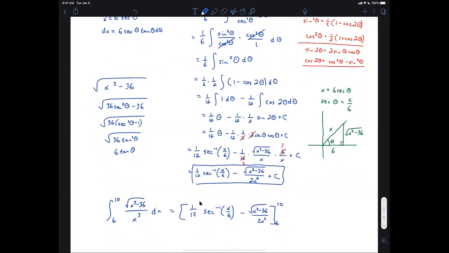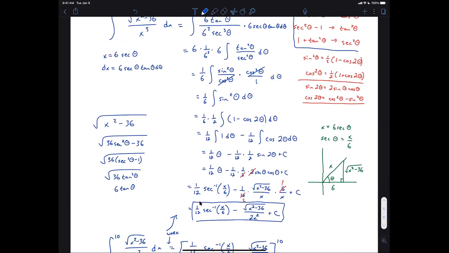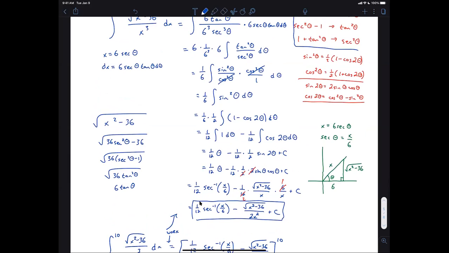From 6 to 10, and now plug in the x's, plug in the 10, plug in the 6, and subtract, where the work for this step is everything that we just did. And so that is how I would recommend doing it, so you don't have to mess with the bounds.